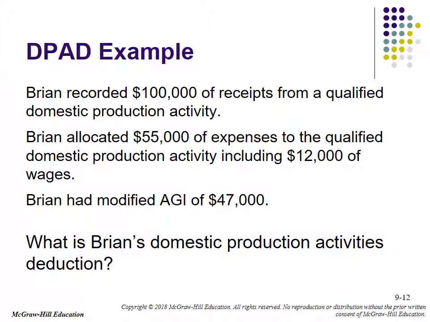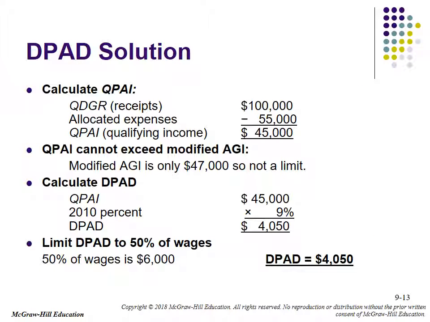Let's take a look. And there it is. Just as I said, we take the 100,000 minus 55,000 to get 45,000 of QPAI. Modified AGI is only 45,000. We take the lesser of those two, multiply it by 9%, and then compare that to 50% of wages. Whichever is lower is the one that will be your domestic production activities deduction.